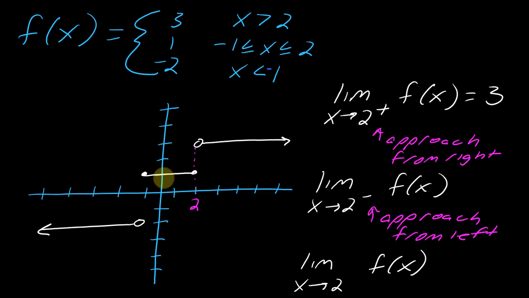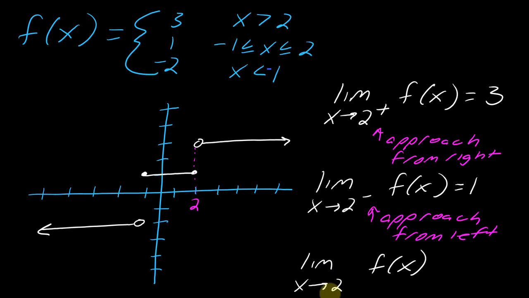So if I'm on the left side, it just so happens that this is the function that I'm going to travel along. So using the left side of this function and making my way to 2, it looks like, oh, okay, if I were on this side, the limit should be approaching 1.